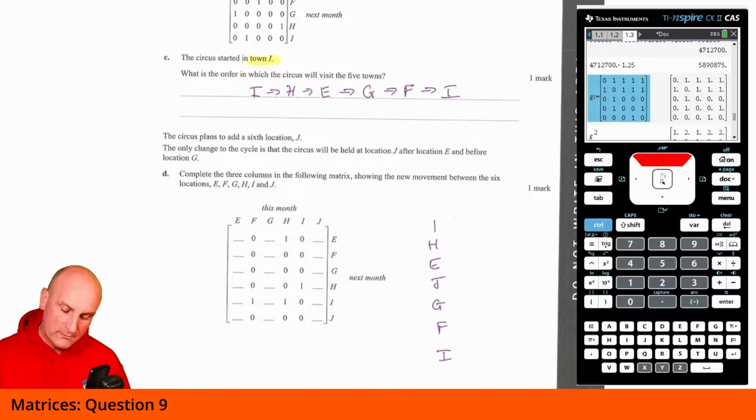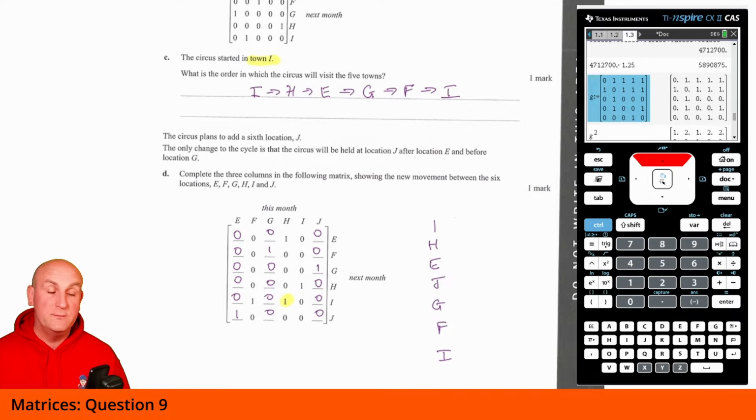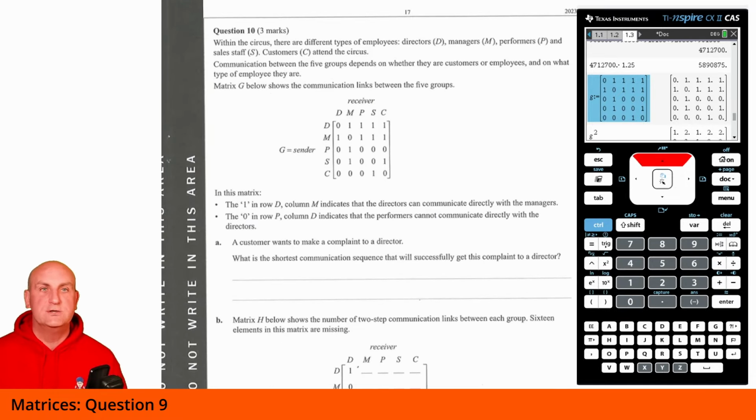So for E, I'm going to put a 1 where there's a J and zeros in all of that. And then E goes to J goes to G. So that should be a 1 in there. And G goes to F. So G goes to F. And then F goes to I, which we've got there. So outside of the fact that I'm fairly sure that 1 shouldn't be there, let's go with that as the answer. All right, you're probably wondering what on earth my calculator is showing all those values for. We're coming to that now with question number 10.